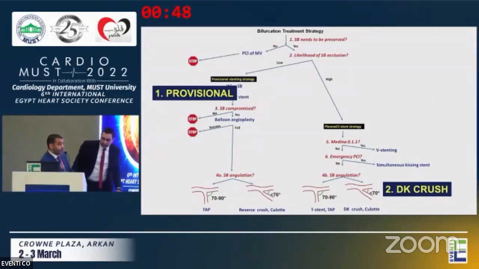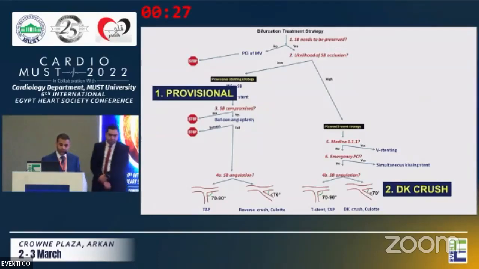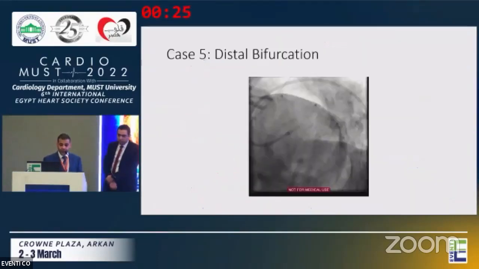If you are afraid of side branch occlusion, you can go for V-stenting, simultaneous, or TAP, and DK crush and culotte. I prefer TAP and DK crush. It can cover all angles and all techniques and all patients, even in left main intervention. You don't have to use techniques outside it.